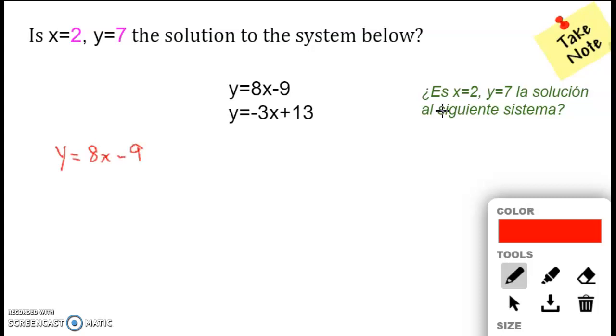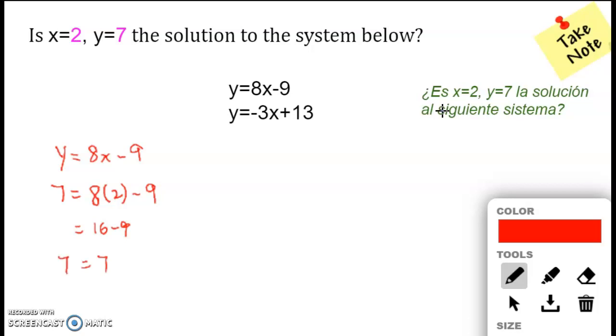I know that y value is 7, so I'm going to substitute 7. The x value is 2, so 8 times 2, and I am using parentheses as a placeholder, minus 9. I know that between 8 and x is multiplication, just the same way 8 and parentheses 2 means multiplication. 8 times 2 is 16, minus 9. 16 minus 9 is 7.